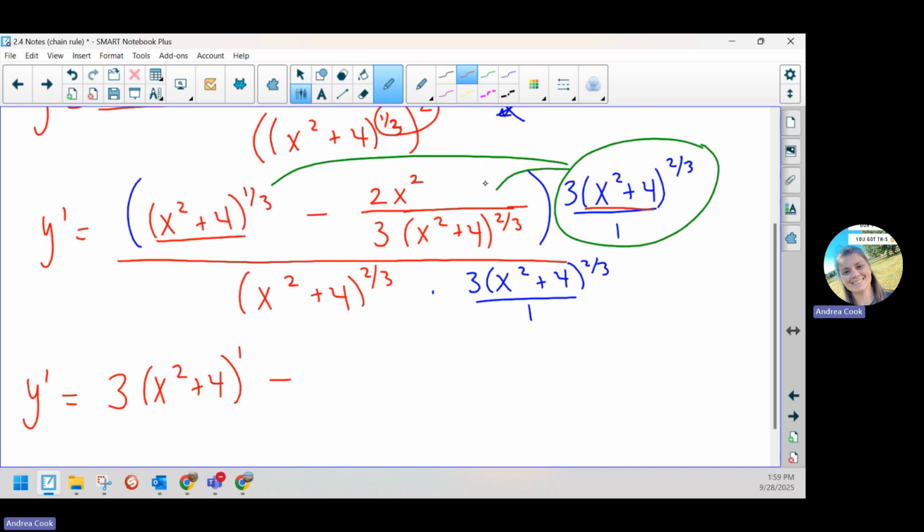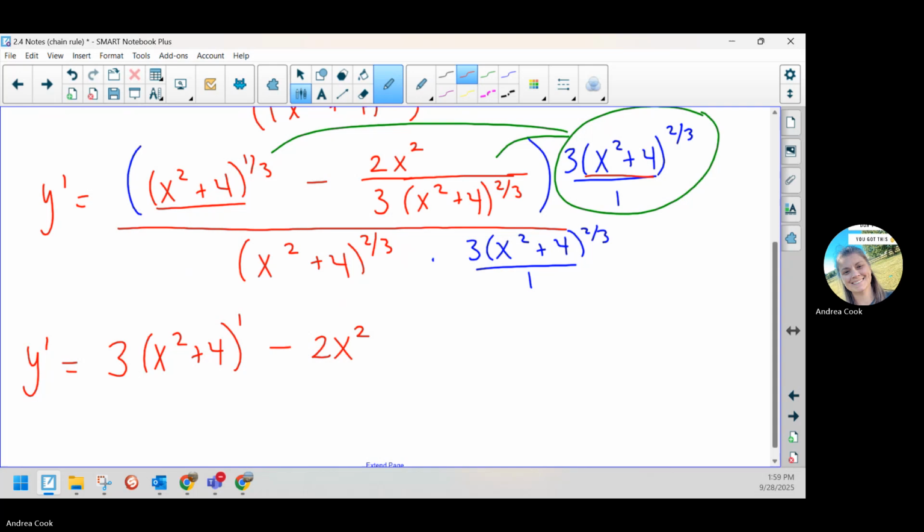Minus, when I distribute the second one, the whole denominators are going to wipe out, so I'm just left with 2x squared. And then on the bottom, again, when we multiply, we add exponents. So 2/3 plus 2/3 is 4/3.